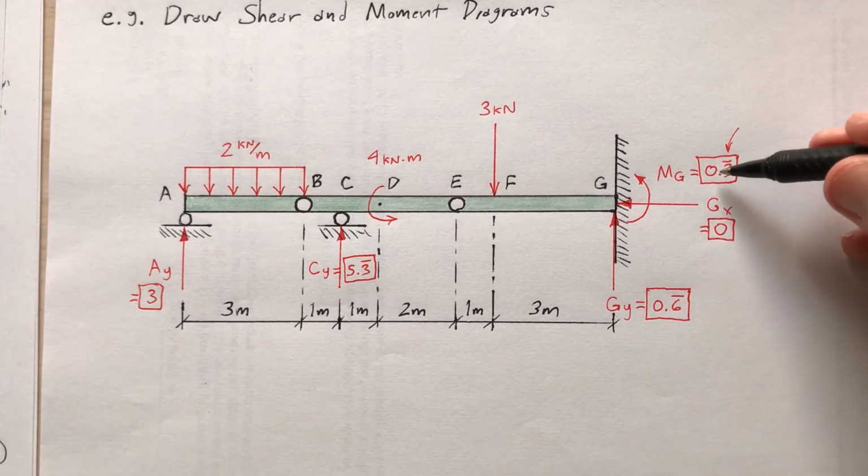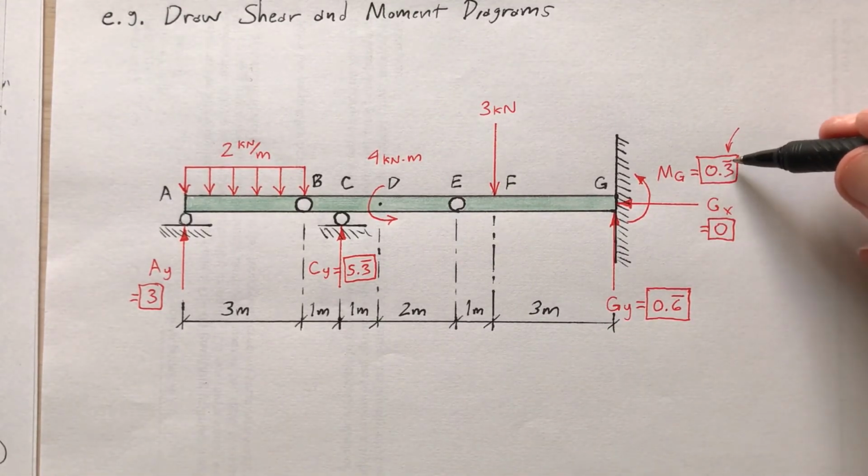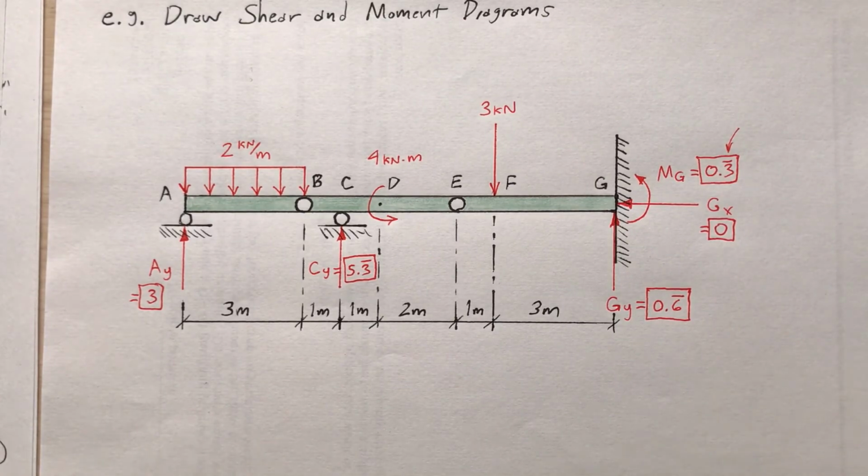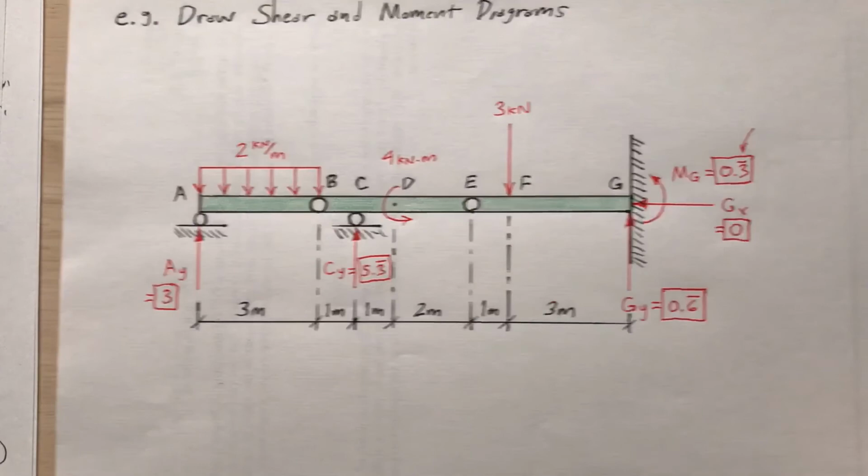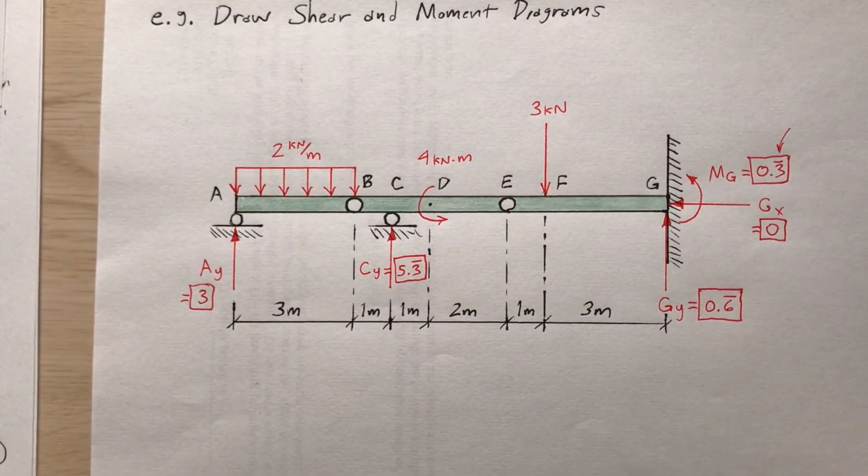Be careful here. This M sub G is 0.3 with a line above the 3. I think I forgot to put that a moment ago. That's a 1/3, not 3/10. Okay, so did you check this for equilibrium?